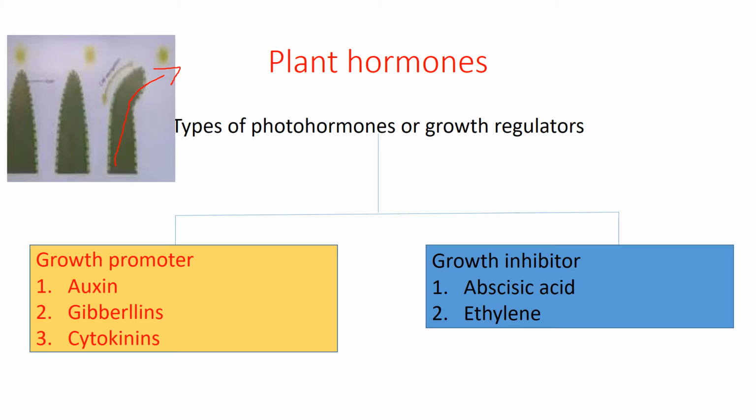Why does it grow towards the light? I told you first that auxin is light sensitive. If the light is coming from here, auxin goes to the other side because auxin is light sensitive. When auxin comes here, more cell elongation happens because auxin's work is cell elongation. That's why the plant starts growing towards the light. This is the reason why the plant grows towards the light.